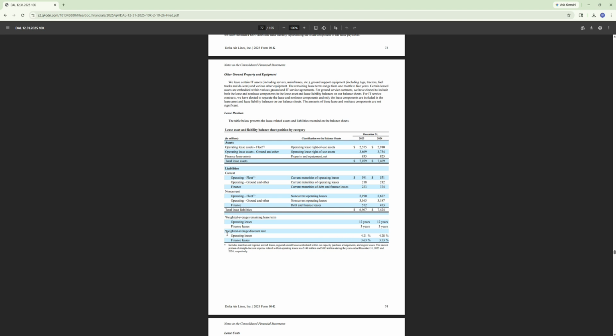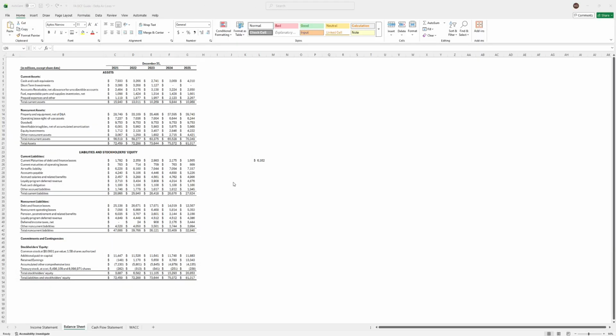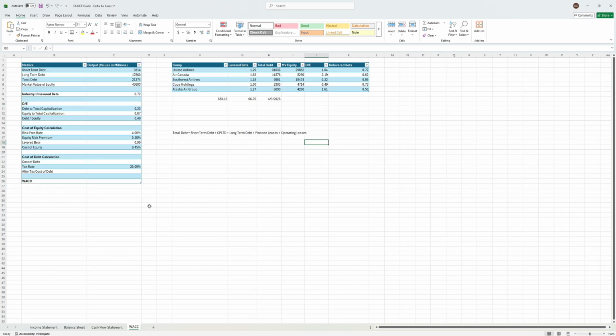So what we want to do is right here, weighted average discount rate for 2025 operating leases is 4.21%. We're going to want to remember that 4.21%, and then we're going to multiply the operating leases times 4.21%, or 0.0421. That is going to be our implied operating lease interest. So our cost of debt is going to be our total interest expense divided by total debt. So let's go ahead and calculate that.